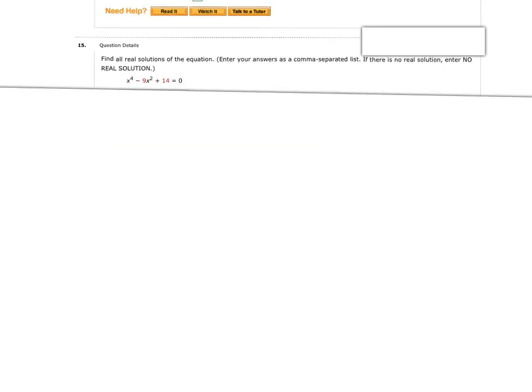All right, next up here, we're going to solve this one. It looks like we can factor this one because this power is half of the first power. So think of two numbers that multiply to 14 and add to negative 9. That would be negative 7 and negative 2. So I can write this as x squared minus 7, x squared minus 2. And now I can set these equal to 0 individually.